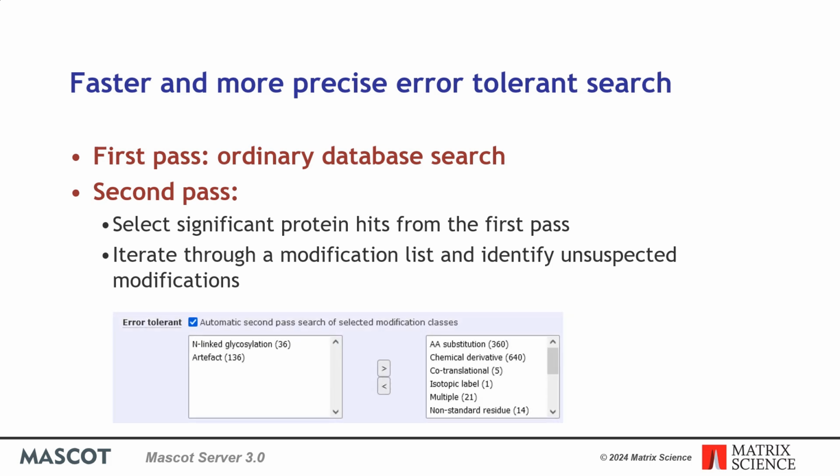In the new version, you can now constrain the second pass to selected modification classes. These are classes defined in the Unimod database. For example, if you only want to search for N-linked glycosylation and artifactual modifications, choose these in the search form. The numbers in parentheses are the counts of modifications in each class. In this example, Mascot will search 36 N-linked glycans and 136 artifactual modifications in the second pass of the search.